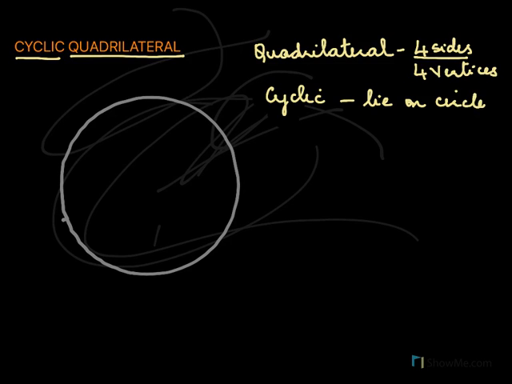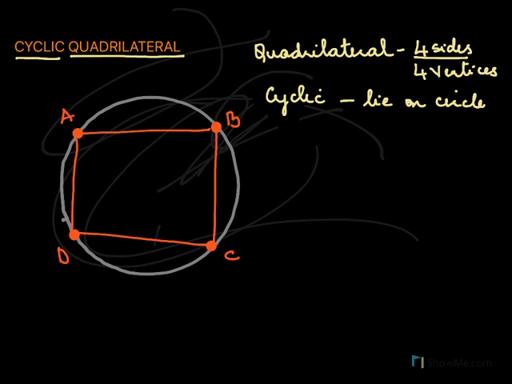To give an example, let us take 4 points on the circle A, B, C and D. So we have A, B, C and D. And if we join these 4 points, we get a quadrilateral. This is called a cyclic quadrilateral. So A, B, C, D is cyclic. Cyclic because the four vertices lie on the circle, and quadrilateral because it has got four sides.